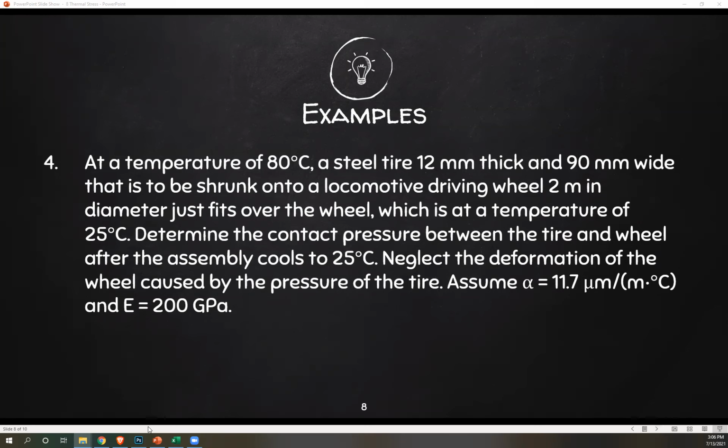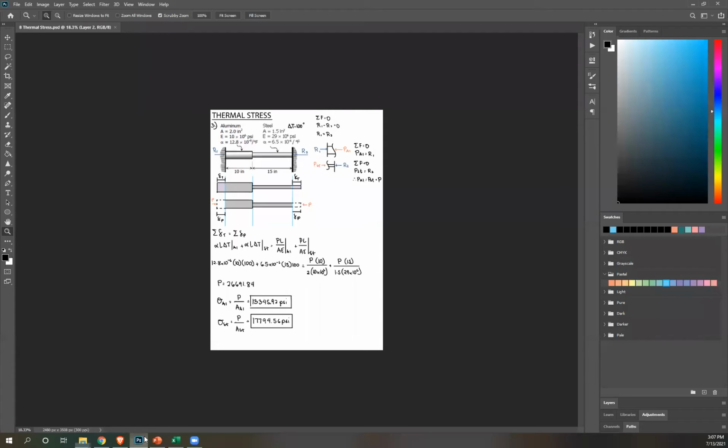Okay, so to analyze, basically, we have a tire that is at a higher temperature than a wheel. Now your tire at 80 degrees just fits over the wheel. Obviously, since your tire and wheel don't have the same temperature, it's going to reach equilibrium at a final temperature of 25 degrees. Since there is a decrease in temperature, your tire will shrink. That shrinkage will cause pressure to your tire. And the question is, what is that pressure? Okay, so let's solve.